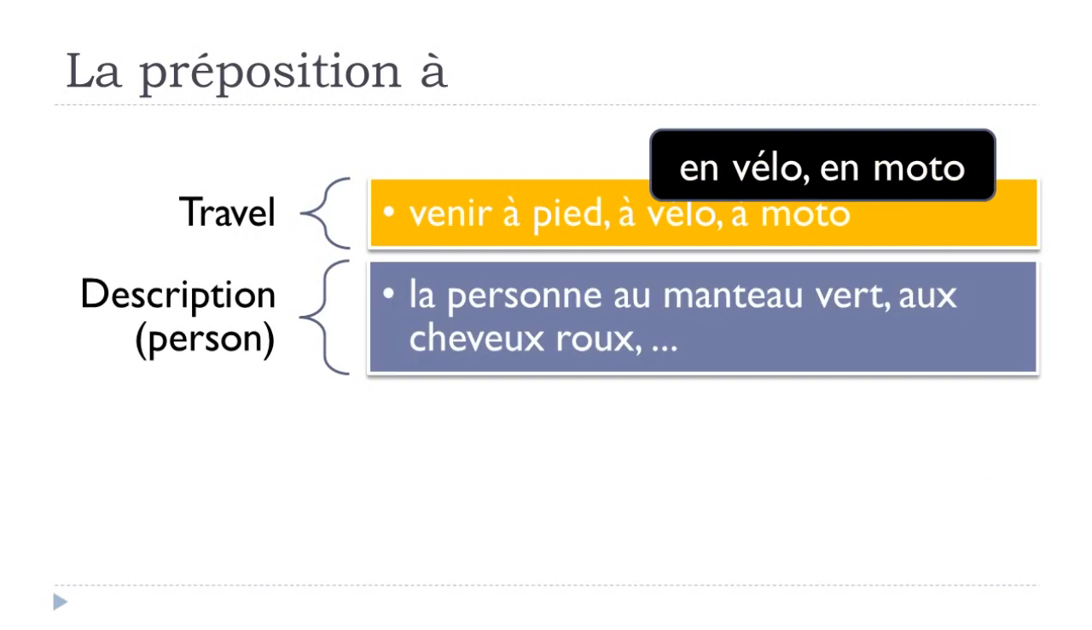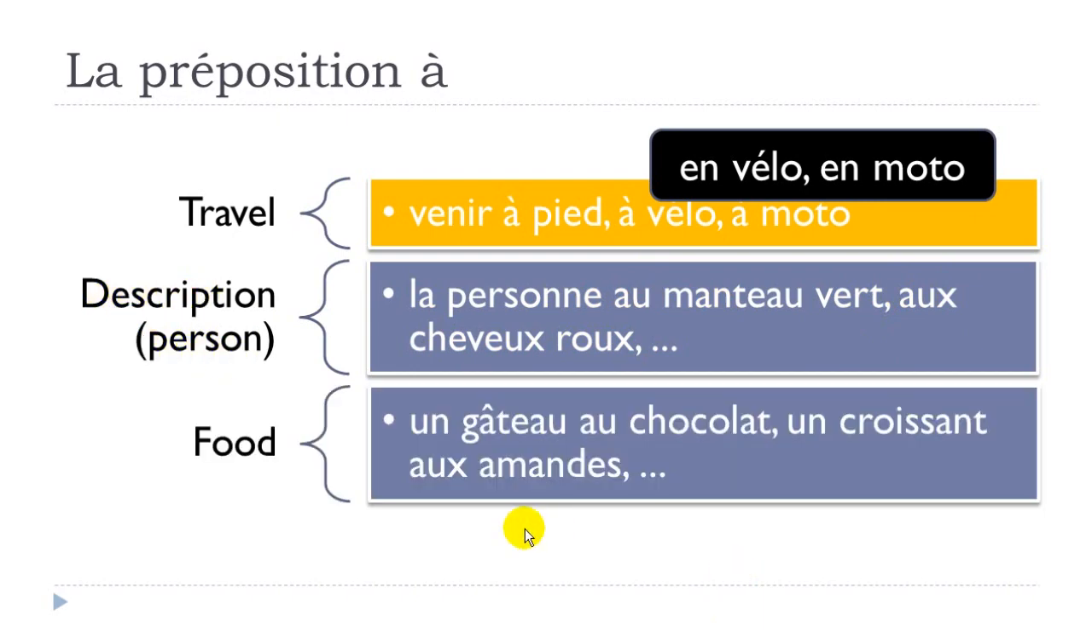If you want to describe something, for instance, la personne au manteau vert, in that case you want to say that this is the person who is wearing the green jacket, au manteau vert. In that case it's always the same: à and le combine and it will become au. Or then it can be red hair, cheveux roux, in that case it's the plural, à plus les, and it will become aux. It's quite common to use this à when you want to describe a person.